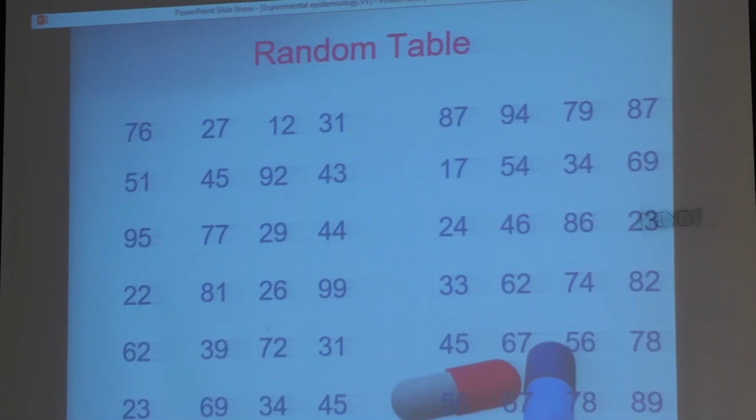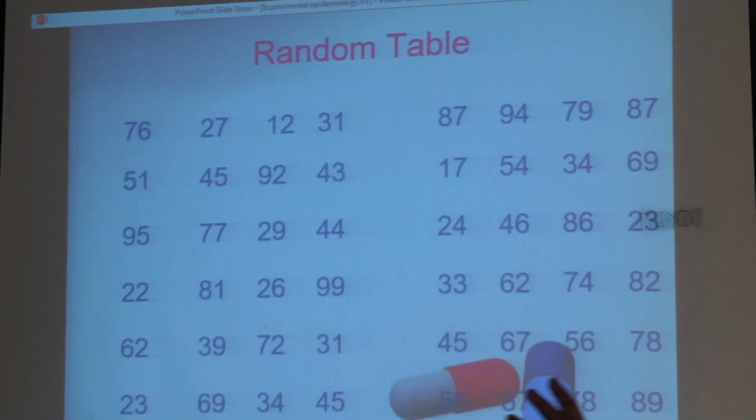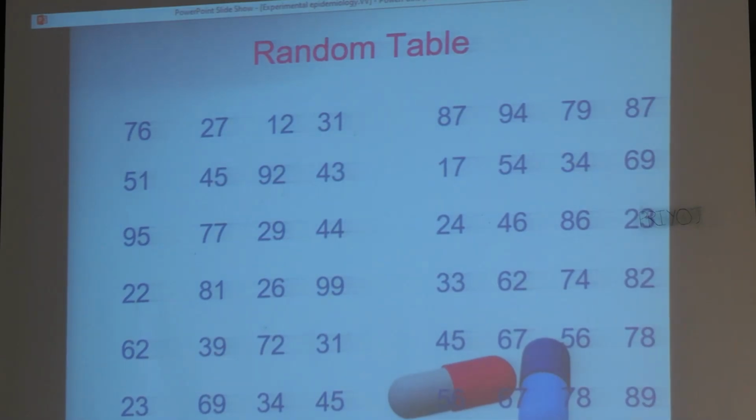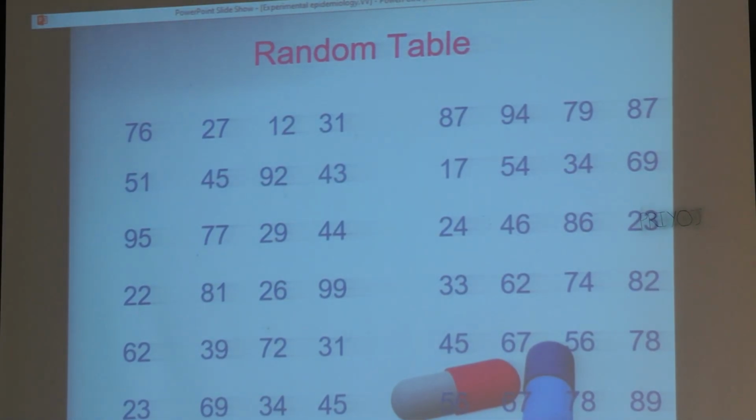So here you just depend on a random table. You just pick from the table. You pick one number, 76. Somebody else picks up 26. Somebody else picks up some other number. So that is randomization. Okay.